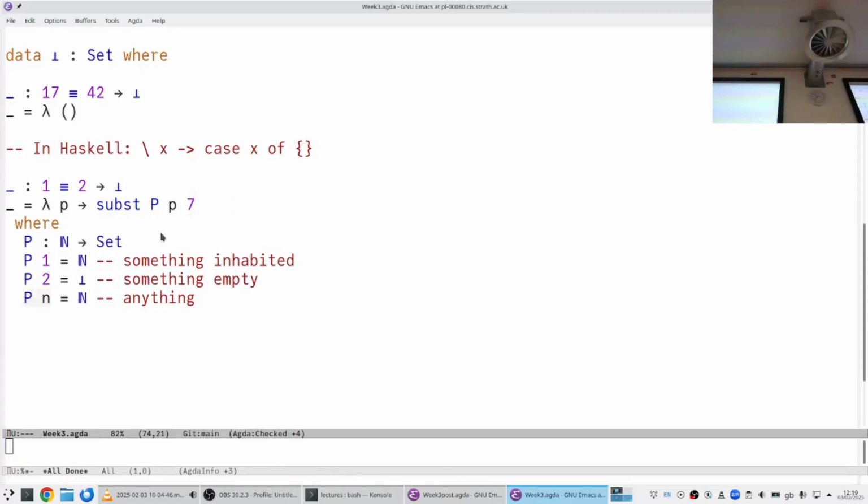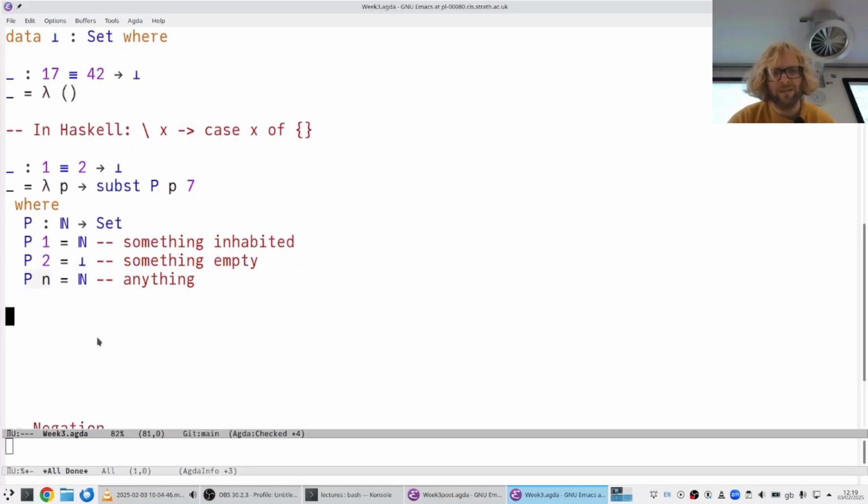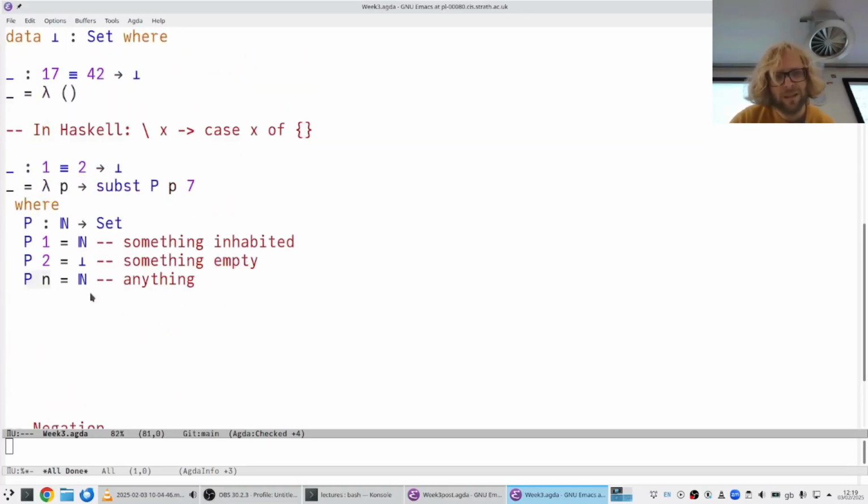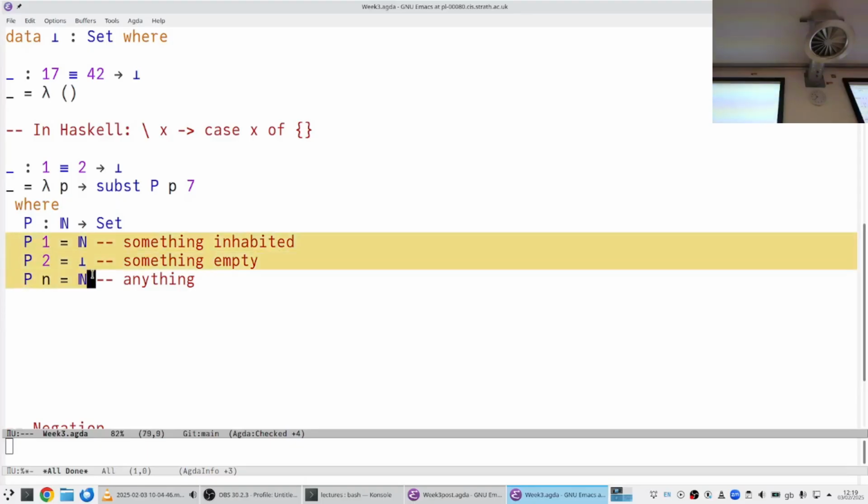So the claim is, if 1 is equal to 2, well, then we can substitute 1 for 2 in anything. So in particular, we can go from something inhabited to something uninhabited. So the key thing that happened there was that we wrote some program that looked at the number and said, but you know, I can actually write a program that tells 1 apart from 2. So 1 can't be equal to 2.